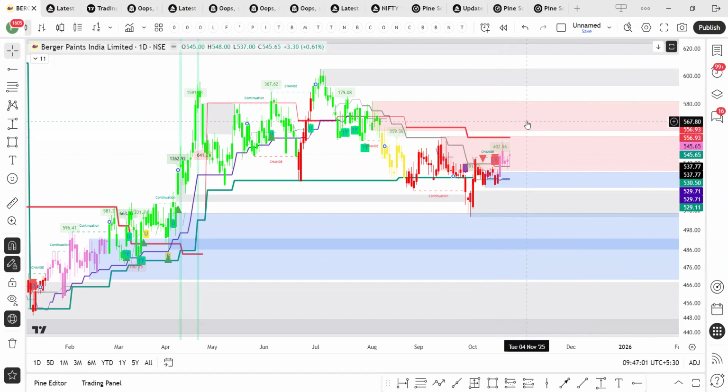Even if you sell, the stop loss can be kept above this high. If candle closes above that, that will be the end of the short trade. After that, it may again come down to give a retracement entry for bulls. Okay, so right now I'm not going to take any trade in this.